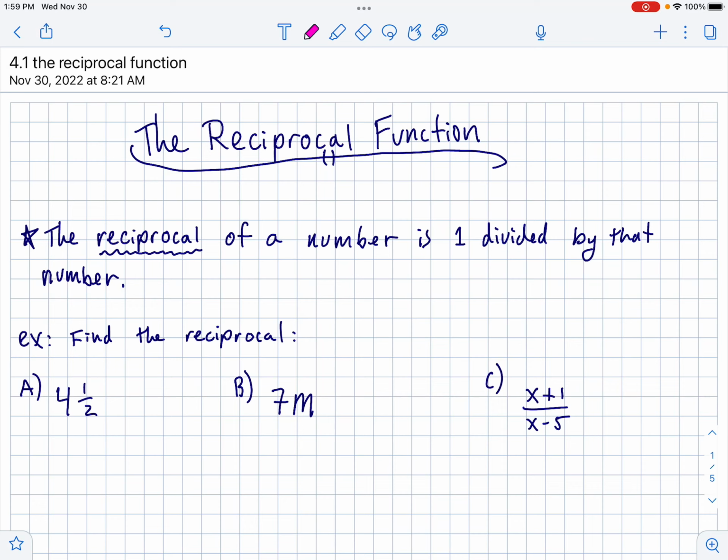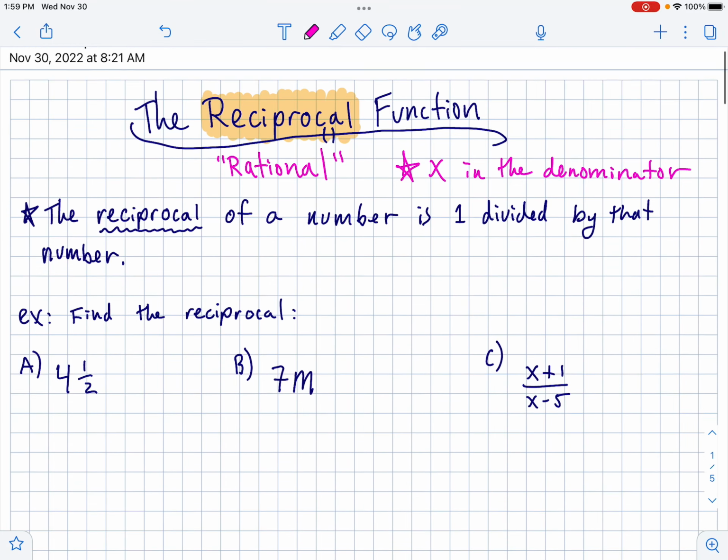All right, IB AASL1. Today we're starting a new learning target and we're going to talk about the reciprocal function, which is the British IB way of saying rational functions. So you might have seen these in other classes with this word rational functions. Rational functions always have an x in the denominator. So that's the way you can tell if something is a rational function.